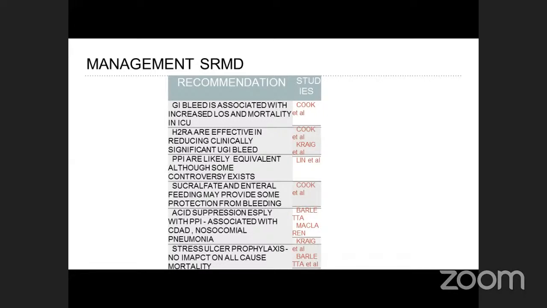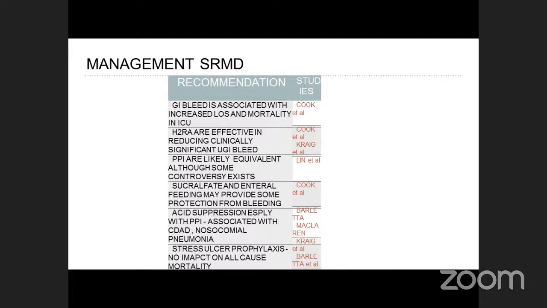That is, GI bleed is associated with increased length of stay and mortality in ICU as per the Cook et al. study. H2 receptor antagonists are effective in reducing clinically significant upper GI bleed as per the Cook et al. study. And PPIs are said to be equivalent in efficacy when compared to H2 receptor antagonists as per the Lin et al. study. Sucralfate and enteral feeding may provide some protection from bleeding, and acid suppression, especially with PPIs, is associated with CDAD and nosocomial infection, which I have already described. This is as per the Baletta studies.